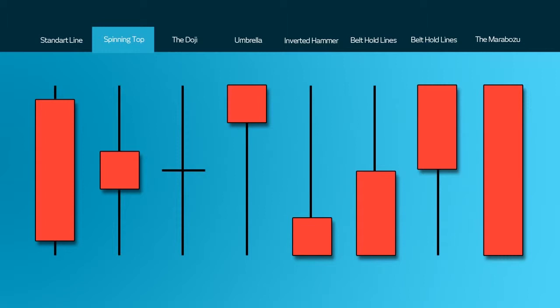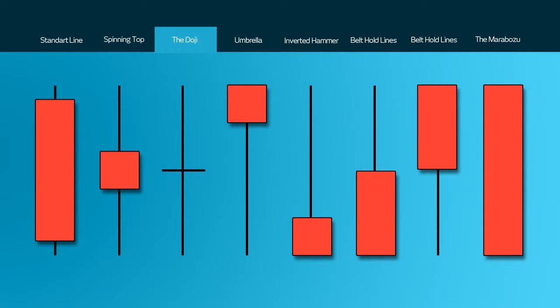After a long decline, the spinning top can indicate weakness amongst the bears and a potential change or an interruption in trend. The third candlestick, where there's little or no real body, is known as a doji. And this forms when a security or an index's open and close are virtually equal.